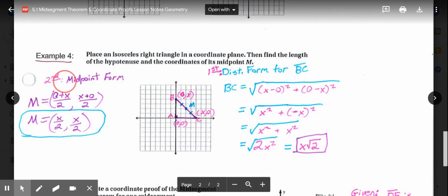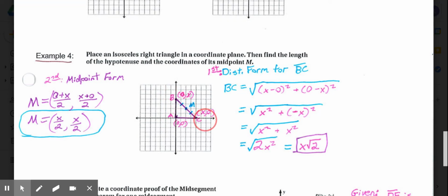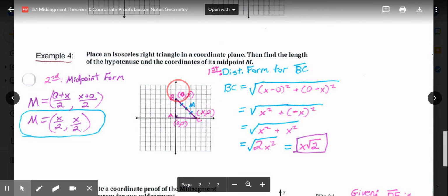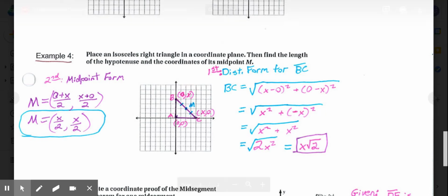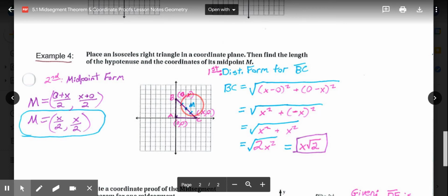So to find the midpoint of that side, we would be using our points B and C. So we're looking at B and C. Here are our 2 points. So using the midpoint formula, it'd be 0 plus x divided by 2, and then for the y values, x plus 0 divided by 2. Both of those give us x divided by 2, comma x divided by 2. So that midpoint would be the value of x divided by 2, comma the value of x divided by 2, to find this point.